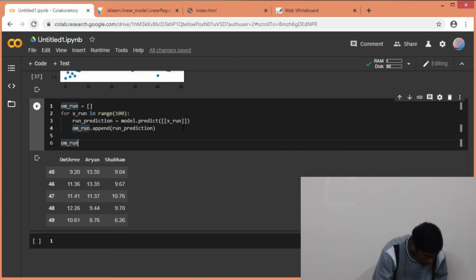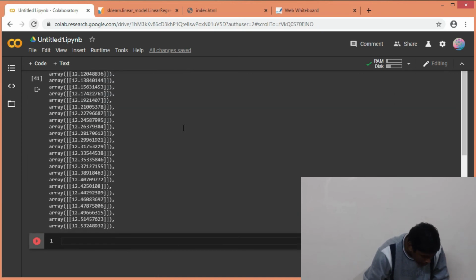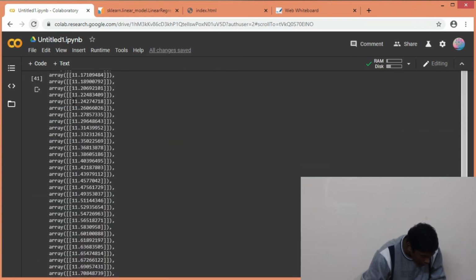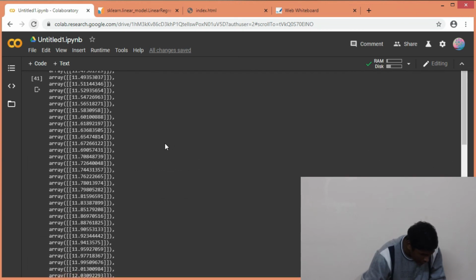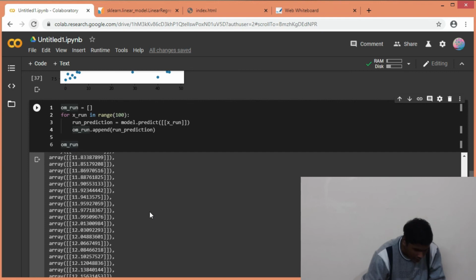Okay, and so let me just run this real quick for you, and it will predict an array. So it's all of the predictions, right? These are all the 100 predictions that the computer just made. So it thinks that in the first it is this, and slowly incrementing based on that line.